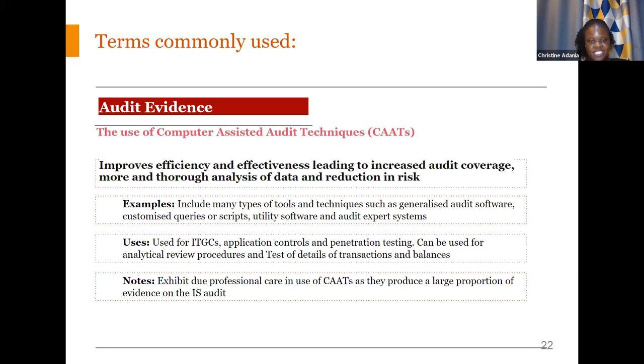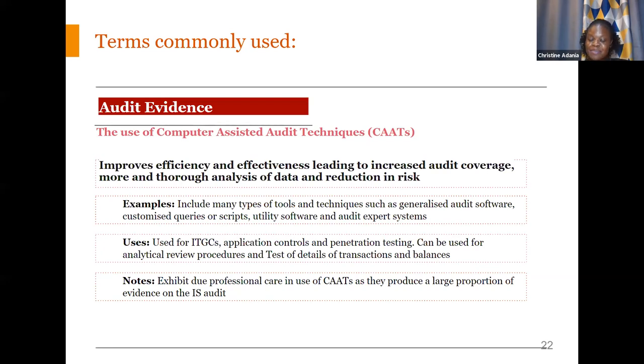If I give particular examples, most of you know SQL, most of you know Alteryx, most of you know Power BI. Those are just some, but there are also specific queries that are run by experts, yeah? And then what would you use them for? Most times they're used for analytical review, or what people call DA, data analytics, but you can also use them for testing your ITGCs, application controls, and then test of details for transactions and balances.